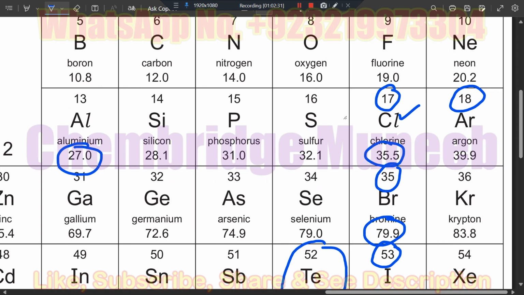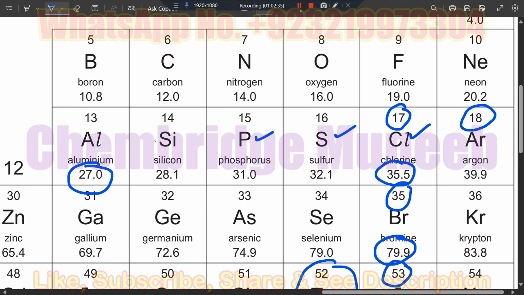So chlorine will follow this, sulfur will follow this, phosphorus will follow this. Silicon could follow both cation and the anion part. If it follows the anion side, then it would have 18 electrons, which means gain of 4 electrons. And phosphorus will gain 3 electrons to make 18, sulfur will gain 2 electrons, and chlorine will gain 1 electron.